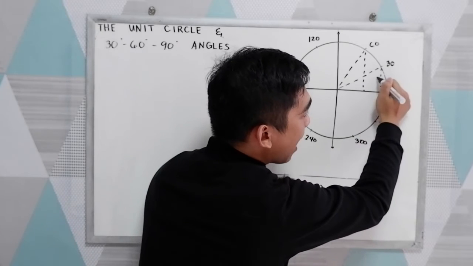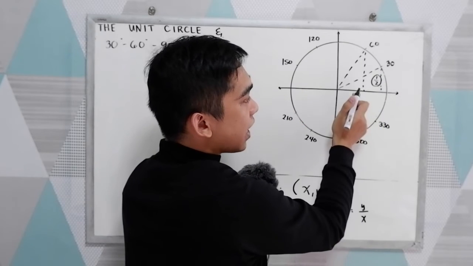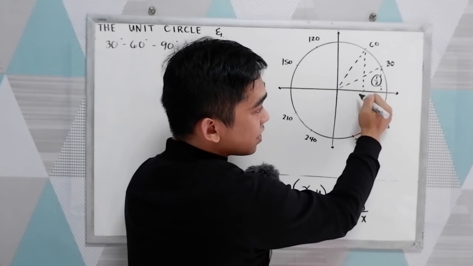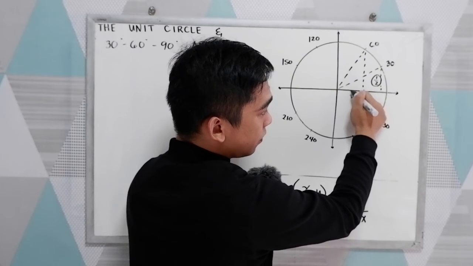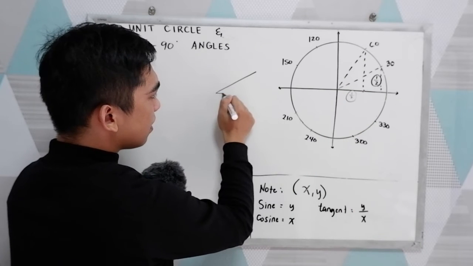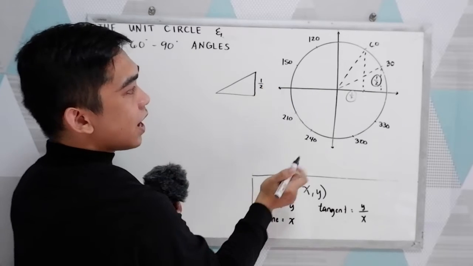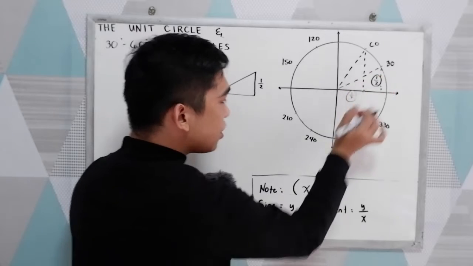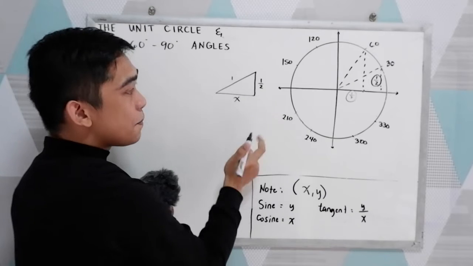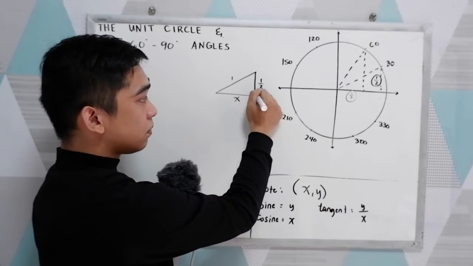So this is 1/2, and this length is 1/2. Now, if that is 1/2, let us rewrite our triangle. If this is 1/2 and our radius is equal to 1, let us find the measure of the missing side of the right triangle.